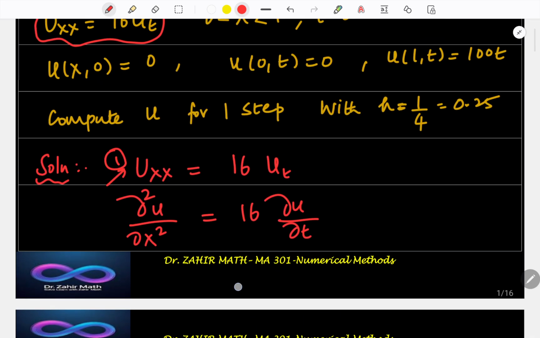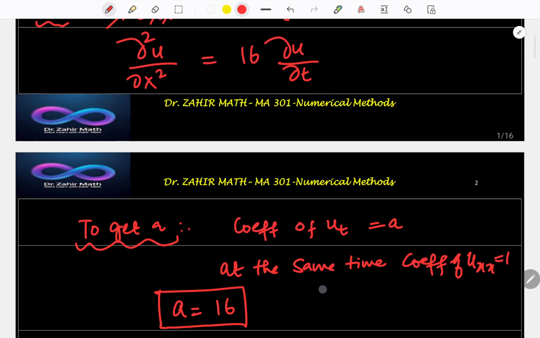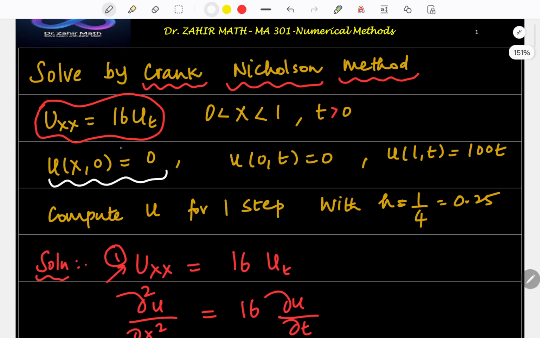Next, let me choose the h value. h is given in the question, which is equal to 0.25. Let me read the question. 0 less than x less than or equal to 1 and t is greater than 0. Yes. And then the conditions are given. One is u of x comma 0 is equal to 0. u of 0 comma t is 0.